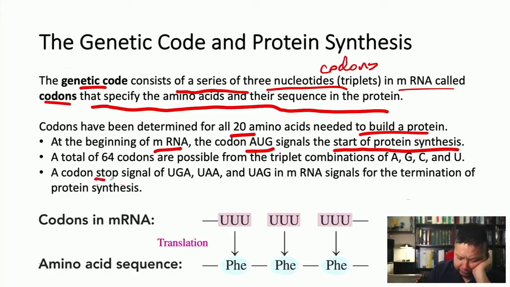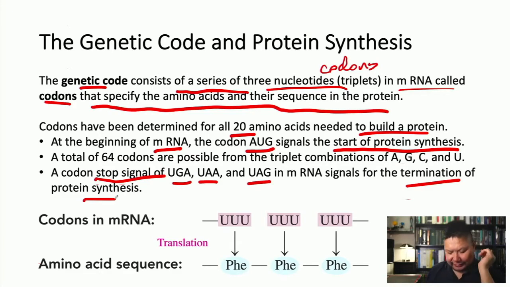And then to stop, there's UGA, UAA, UAG, and that signals termination of protein synthesis.